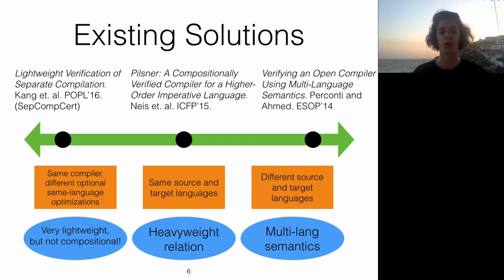As we move across the spectrum, we have Pilsner, which is proved correct using PILS, a novel relation that provides strong compositionality guarantees and supports verification of entirely different compilers between the same source and target languages. But PILS is a much more complicated technique than standard compiler correctness techniques. Even further on the spectrum, we have verification using multi-language semantics that can be used to reason about linking of programs compiled from different languages. But this requires setting up a multi-language that embeds the source, target, and intermediate languages. We see that as we move across the spectrum, the proof techniques become more sophisticated and they require much more effort than standard techniques used in whole program compiler correctness.